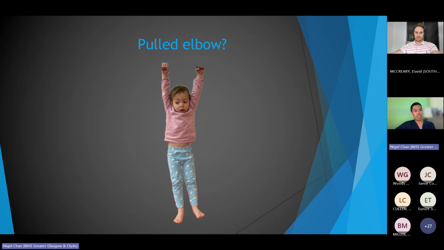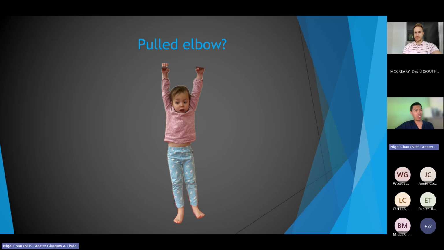Pulled elbow. Everyone who does PEM loves pulled elbows because it's a quick fix, and you feel like you've actually made a difference to your patients, and it feels good, which is great. But you don't always get the classic story of a good pull and they're not using their arm. Sometimes you won't get any story and you're not really sure. But obviously what you don't want to do is start manipulating someone's elbow when they've actually fractured it.